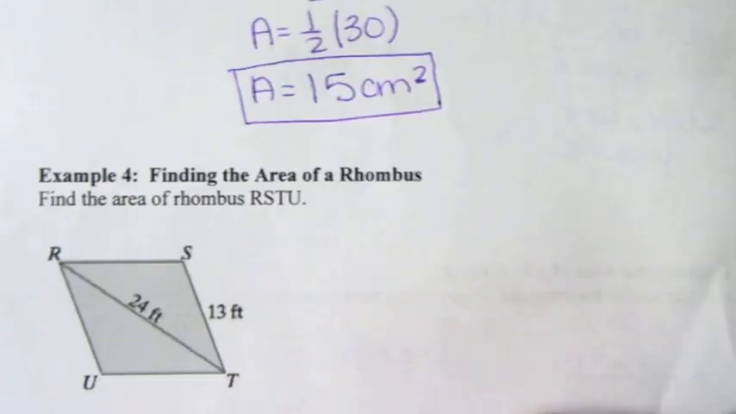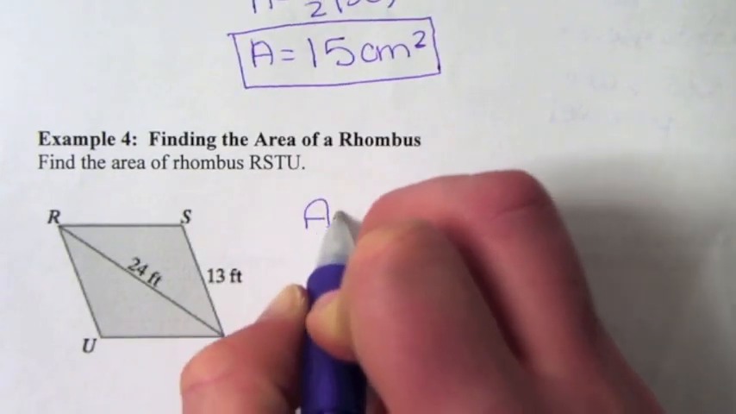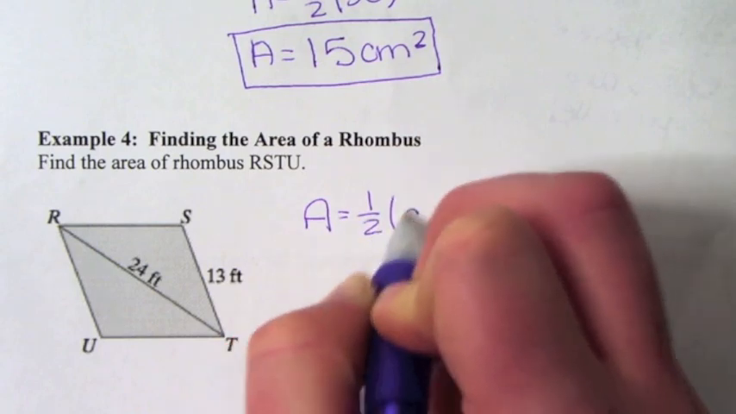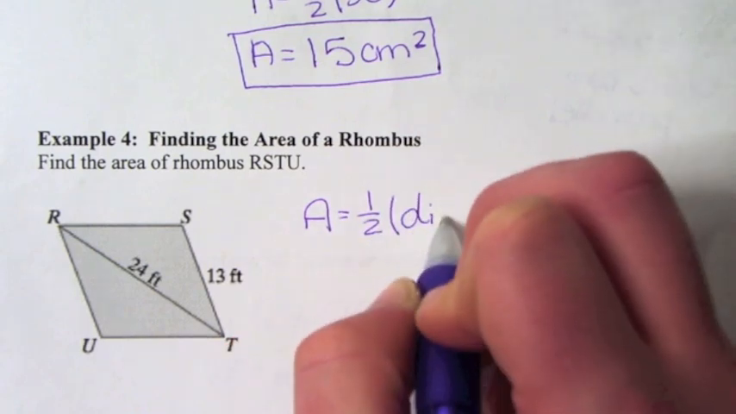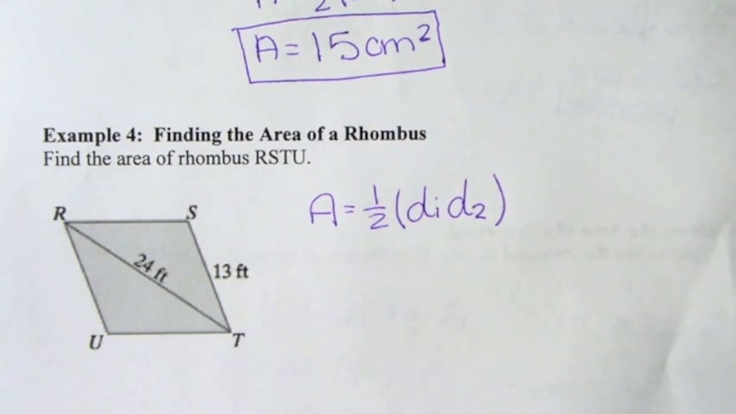Okay, now the same formula applies to a rhombus. So let's go ahead and write it down again. The area is equal to 1/2 times the first diagonal times the second diagonal. Now here's where a little bit of your quadrilaterals knowledge needs to come in, because they only give us one diagonal and one side. So what we're going to have to do is remember the properties of a rhombus.